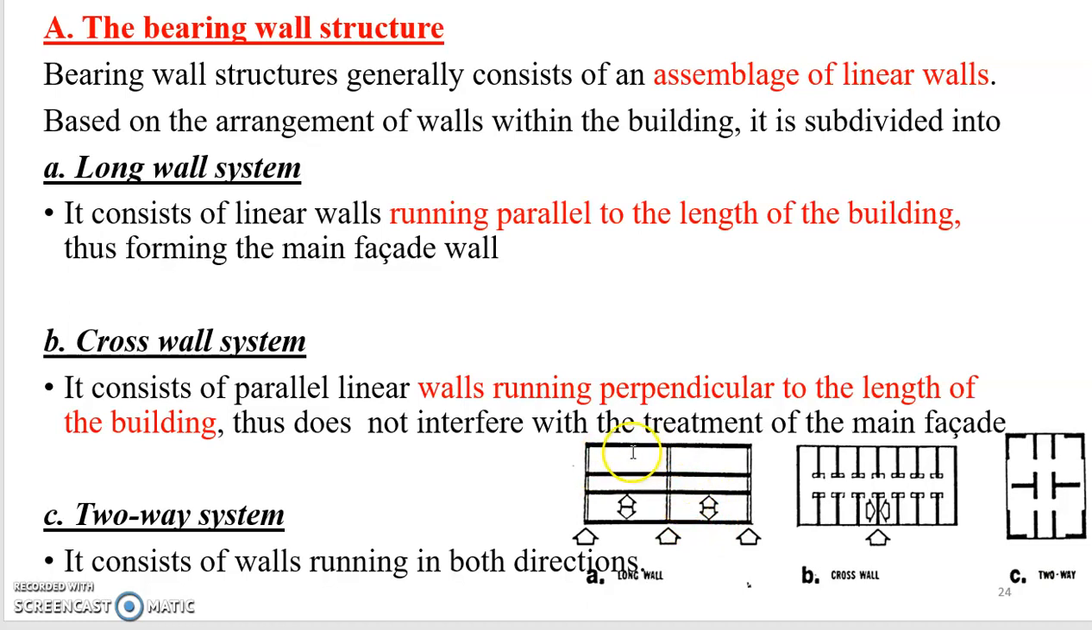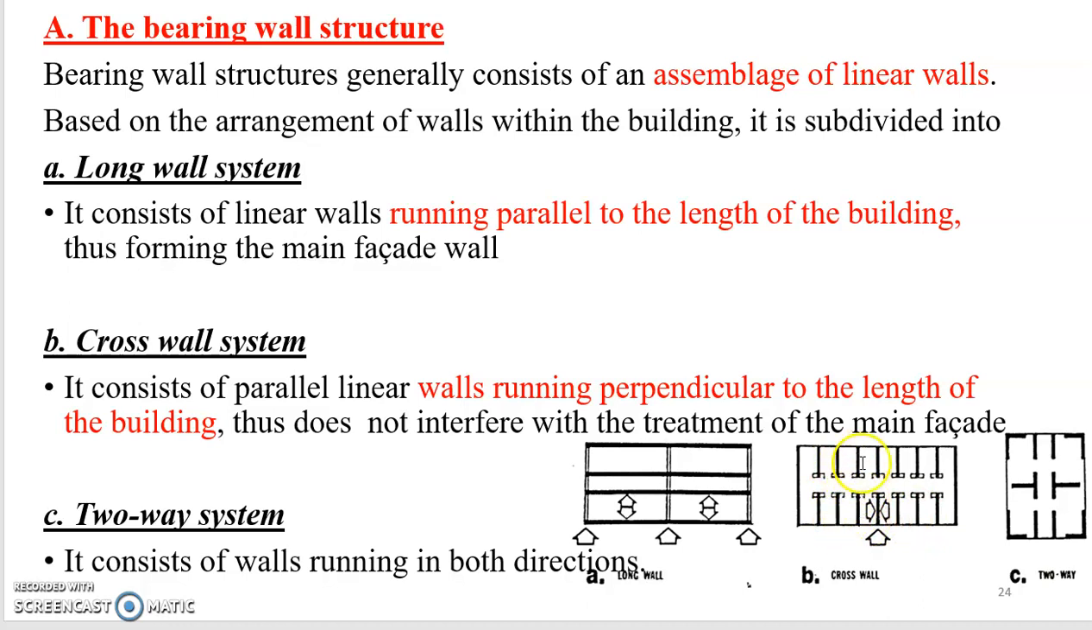You can see that it consists of linear walls which are running all around the building. That is, these walls are parallel to the length of the building. Next, we have the cross wall system. So what do you mean by this cross wall system? The cross wall system consists of parallel linear walls which are running perpendicular to the length of the building. So we can see these are the walls which are placed cross to each other, which consist of these cross walls which are placed opposite.